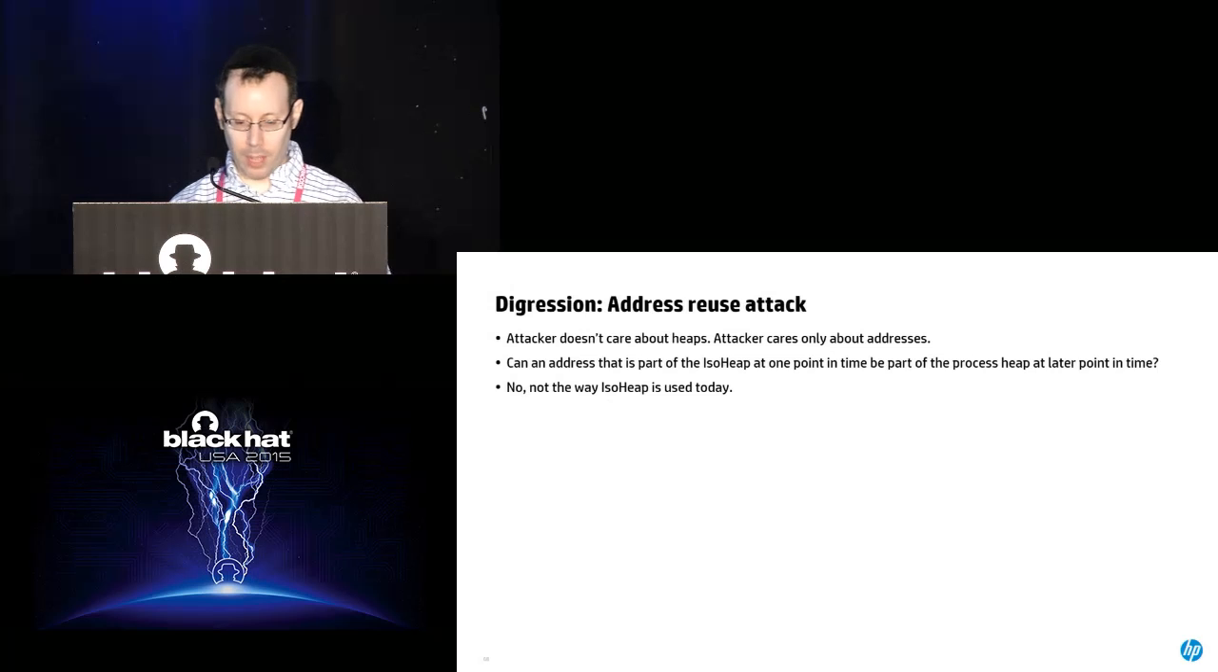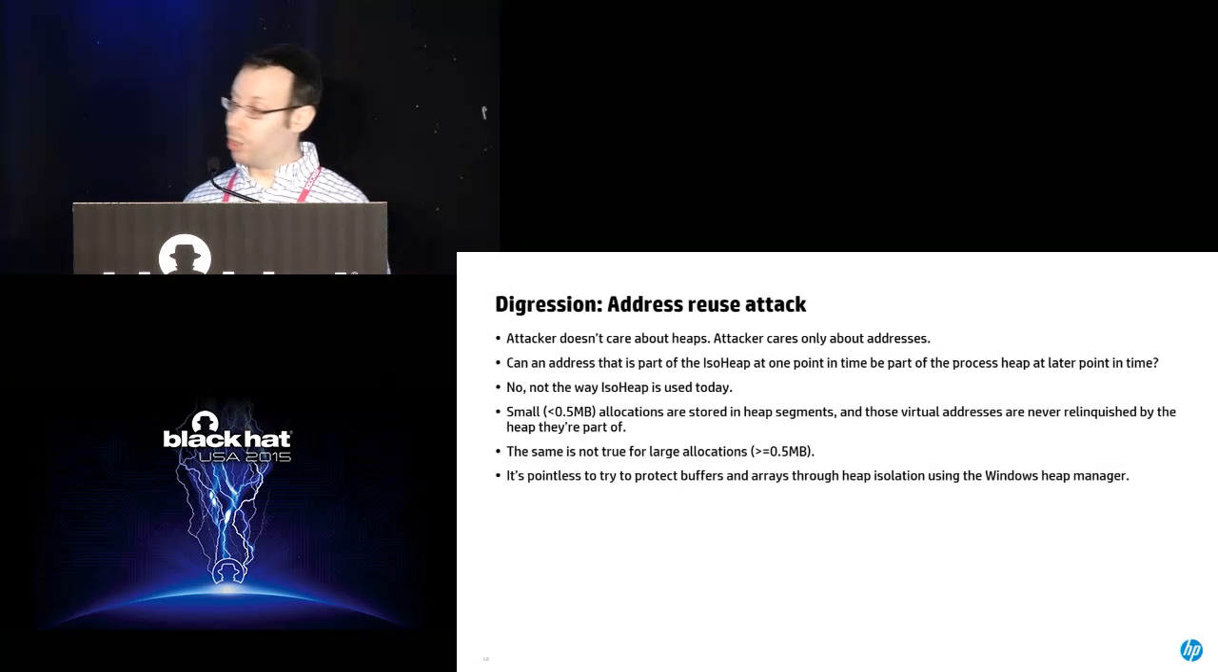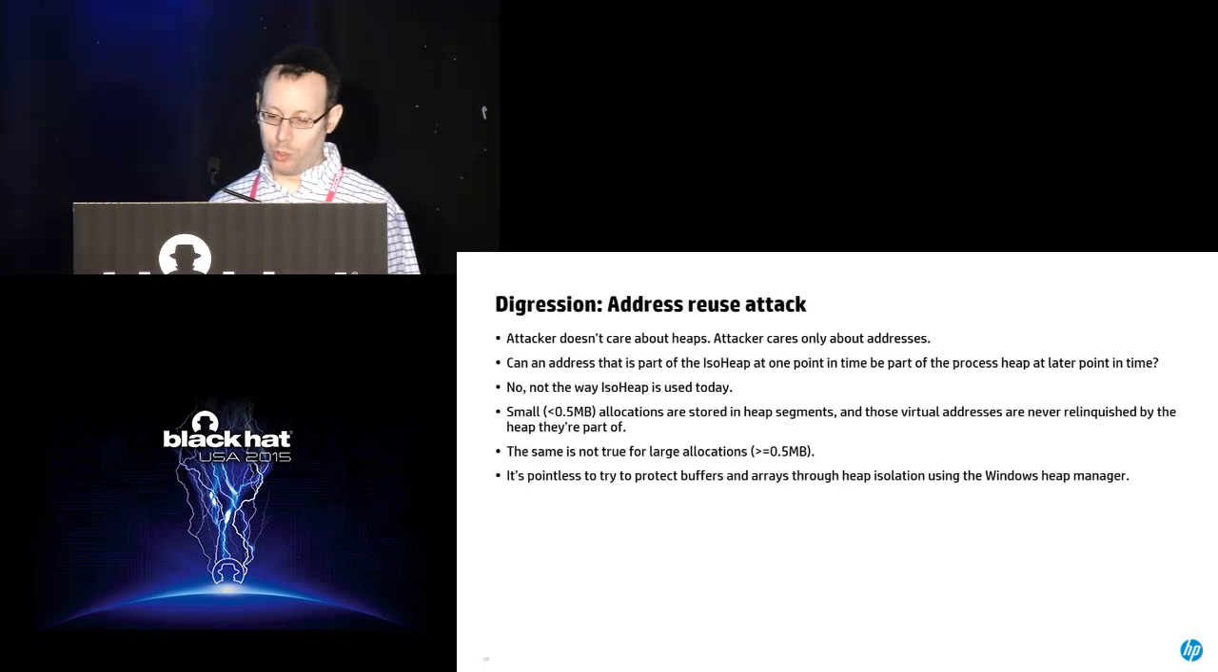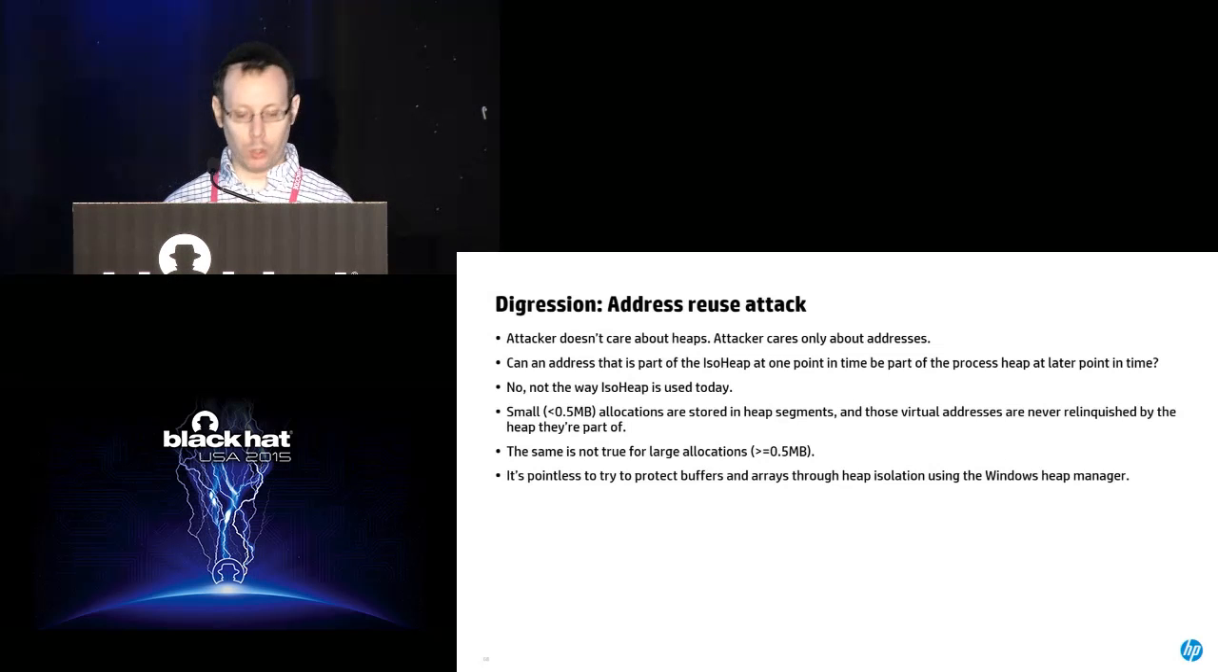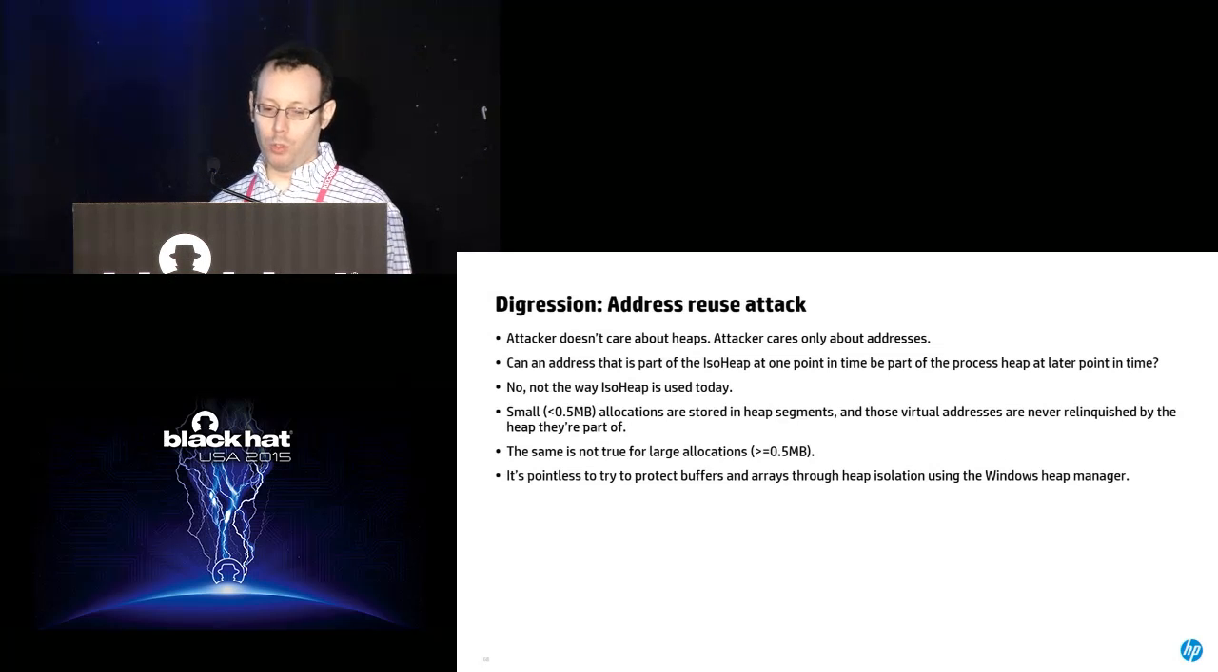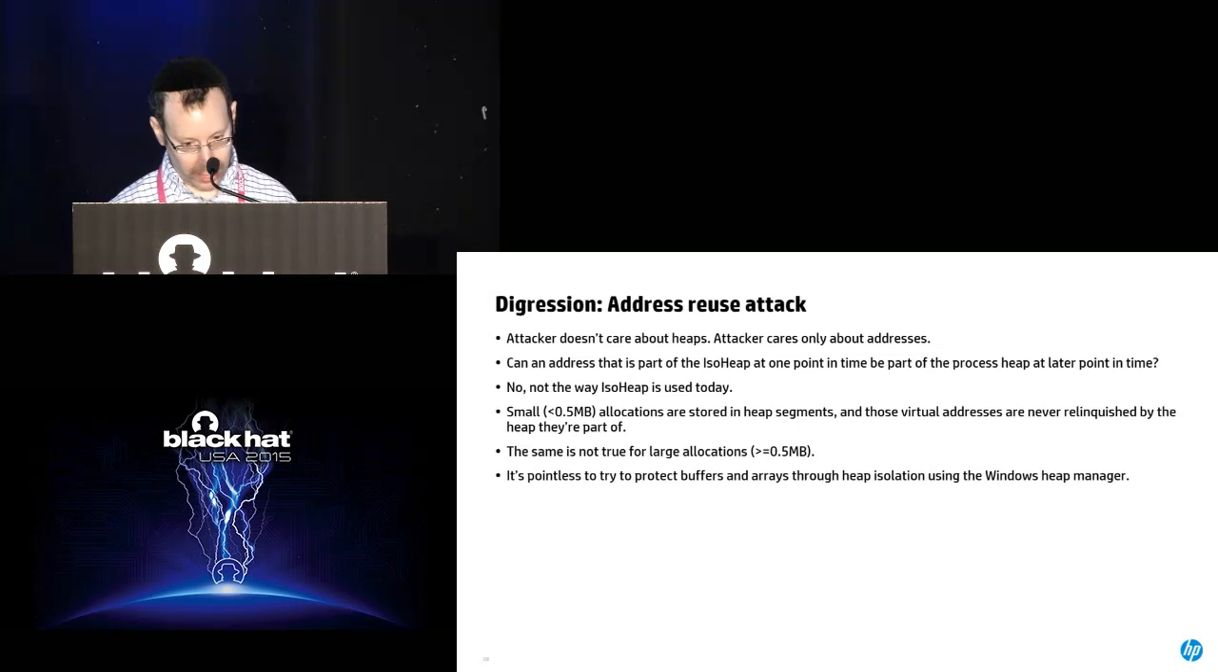Currently, this attack is not possible, and here's why. The way the Windows Heap Manager works, small allocations reside within regions of virtual memory called heap segments. And once a particular heap reserves a segment, it never relinquishes control of those virtual addresses. For as long as that heap lives, it will never allow those addresses to become part of any other heap. And today, the IsoHeap is used only for small scalar allocations.